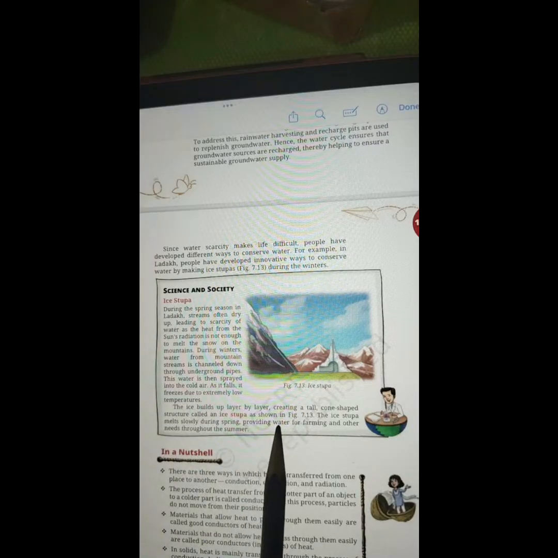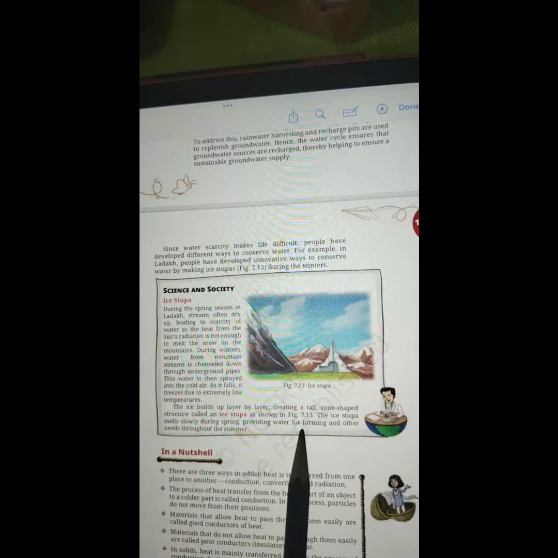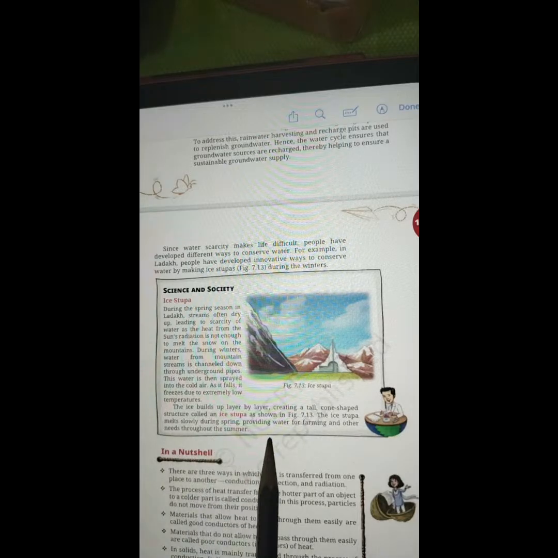During winters, water from the mountain streams is channeled down through underground pipes. This water is then sprayed into the cold air. As it falls, it freezes due to extremely low temperatures. The ice builds up layer by layer, creating a tall, cone-shaped structure called an ice stupa, as shown in figure 7.13. The ice stupa melts slowly during spring, providing water for farming and other needs throughout the summer.